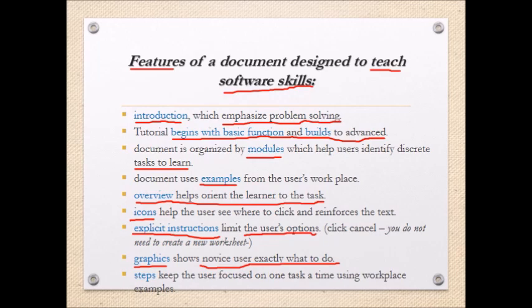Any document usually consists of steps that keep the user focused on one task at a time, using workplace examples. We can conclude from this that any tutorial document consists of a set of steps that contain figures, examples, images, icons, and an introduction to show us what kind of problems we are trying to solve.